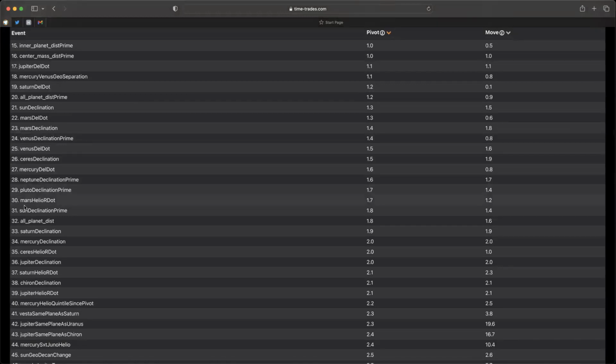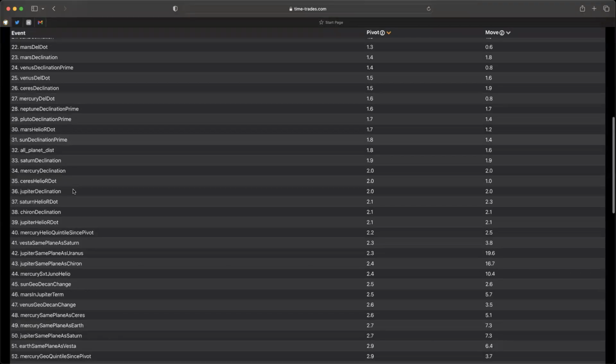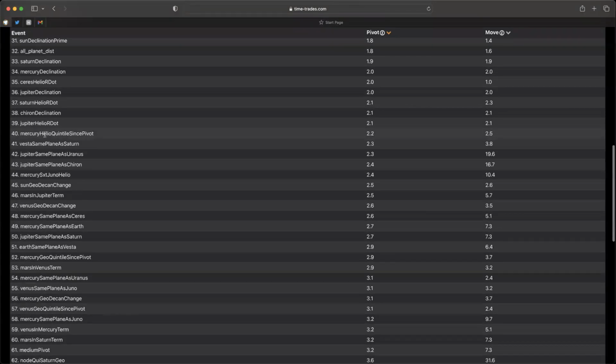Helio R dot. So helio R, or radius, is the distance from the sun to the planet, in this case Mars. R dot is the rate of change of that. Okay, so that's interesting as well. So that's basically the equivalent of del dot, but for the sun and not Earth. Okay, let's scroll down a little more.